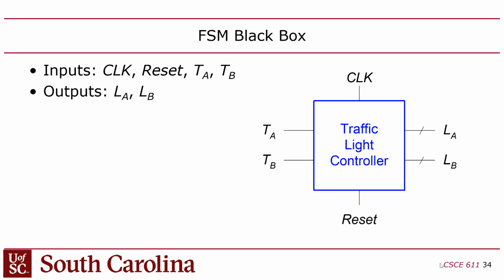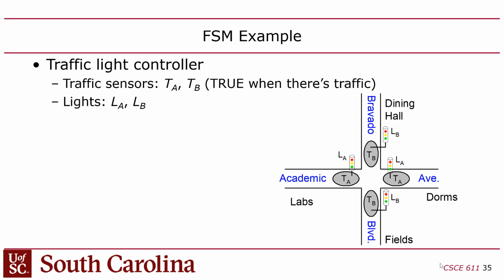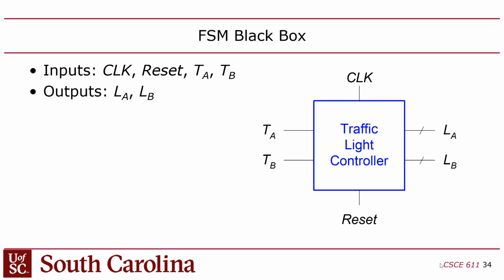Our inputs: we have two roads, A and B. They stand for Academic Avenue and Bravado Boulevard. Those are the names they came up with. Probably Assembly and Blossom Street, you're right. I should have renamed them.